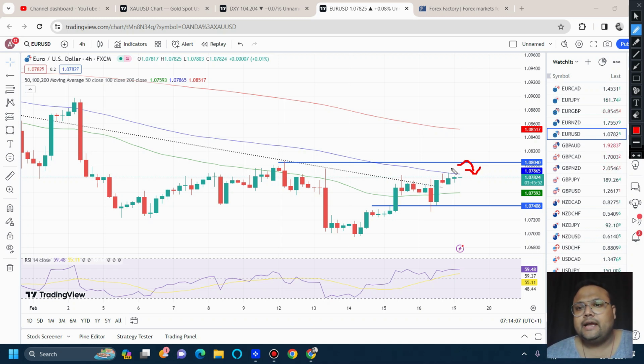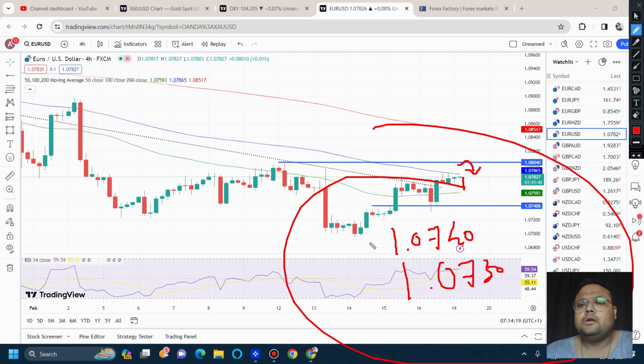On the other hand, if you see that the market is going down, in that case we can look for a buy around 1.0740 to 1.0730. We can expect some sort of buying around this area, so let's wait and watch.